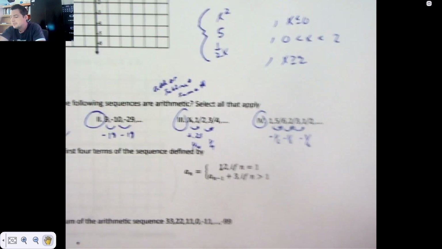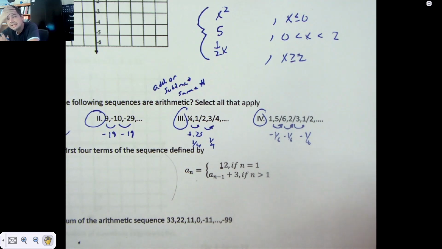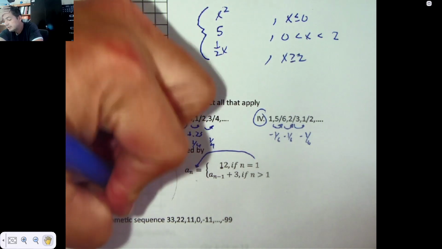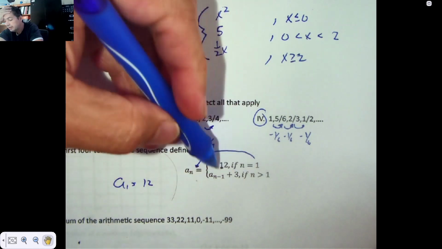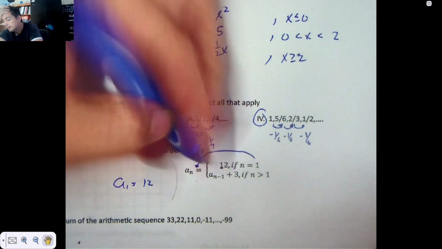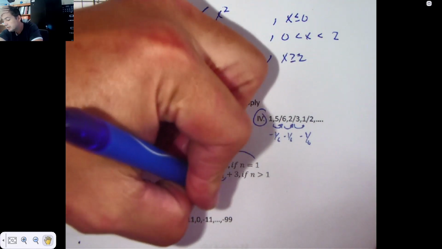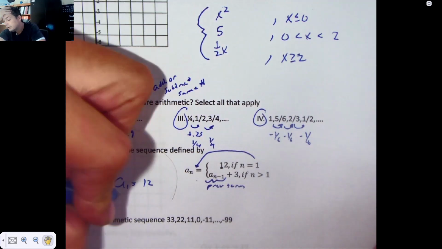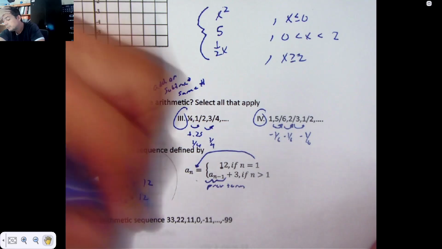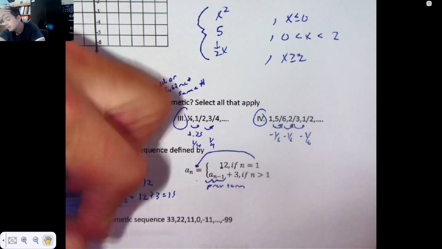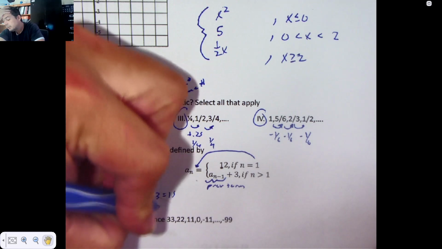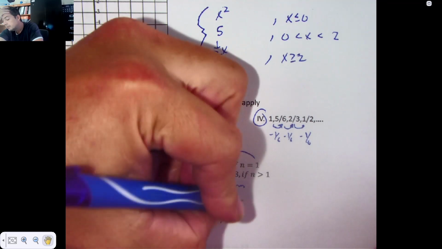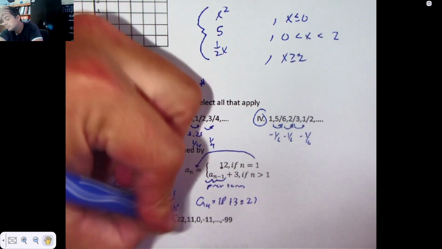Write the first 4 terms of the sequence defined by a sub n is 12 if n is 1. Look at that, literally. If you put a 1 there, a sub 1 is 12. And from then on, it's a sub n minus 1 plus 3. And a sub n minus 1 is the previous term. I don't even want to tell you how many kids missed this one second period. But a sub 2 would be the previous term of 12 plus a 3, which is 15. A sub 3 would be the previous term of 15 plus a 3, which is 18. And a sub 4 is the previous term of 18 plus a 3, which is 21. So those are the 4 terms I was looking for.